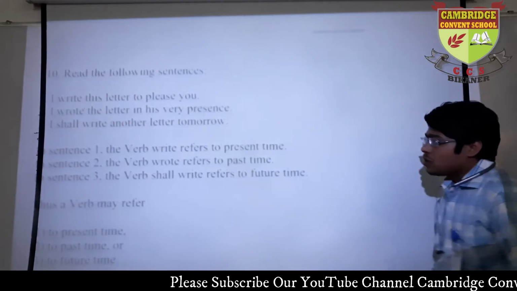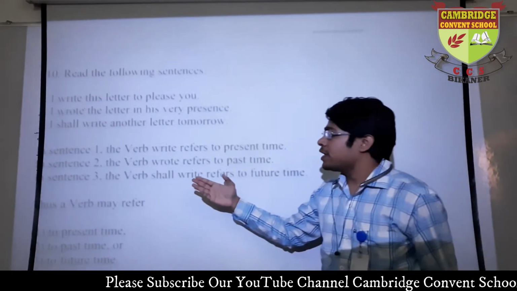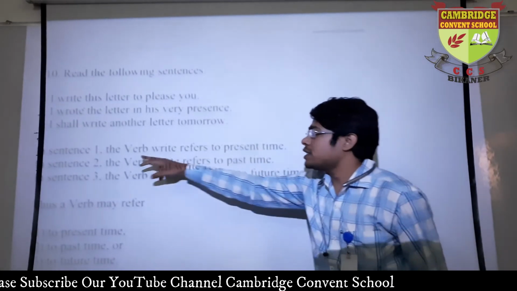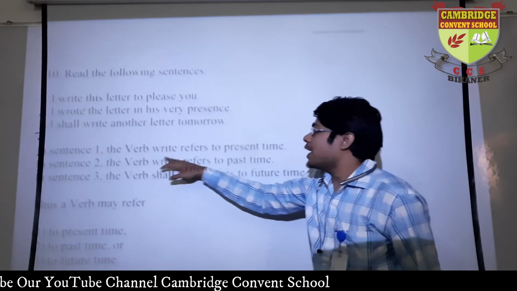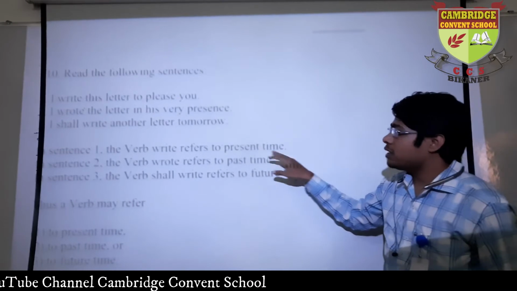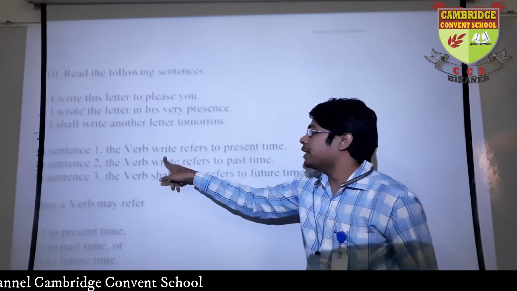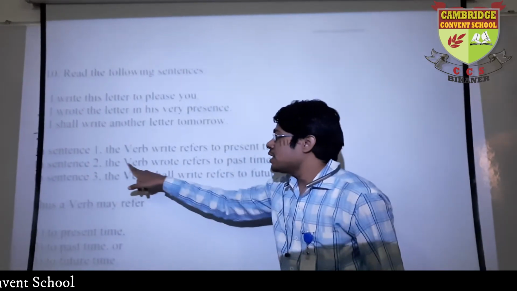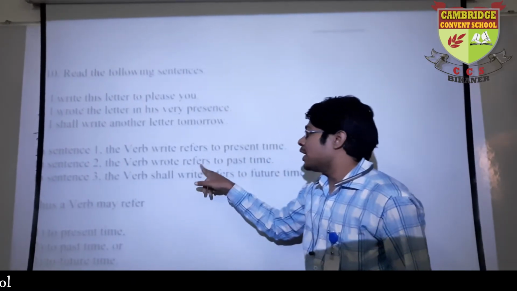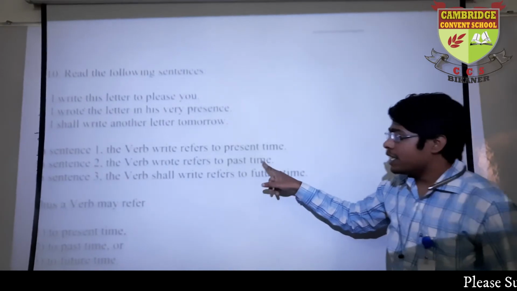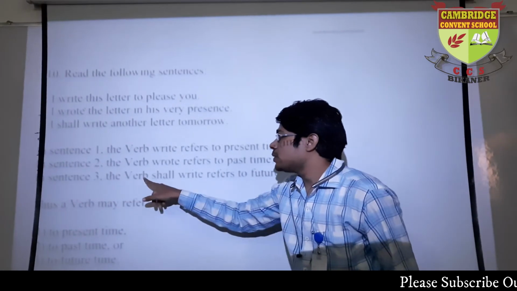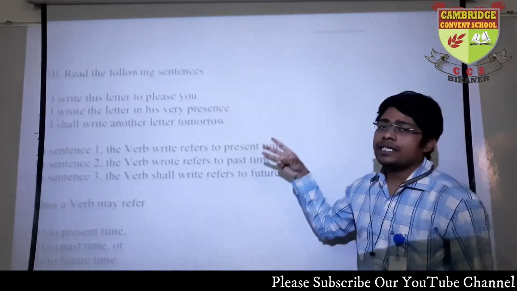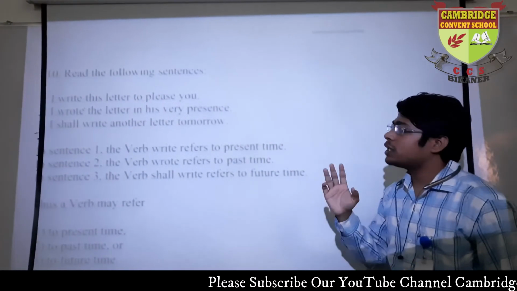Here we can see the explanation of the three sentences. In the first sentence, the verb write refers to present time. In the second sentence, the verb wrote refers to past time. In the third sentence, the verb shall write refers to future time. In three sentences, we can see the changes of the time.